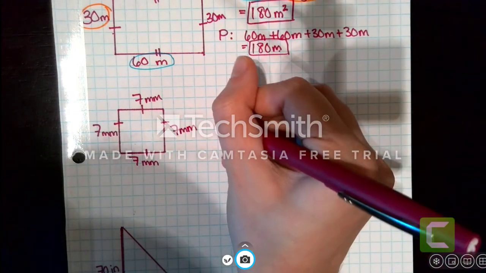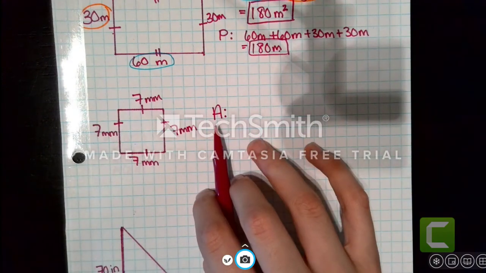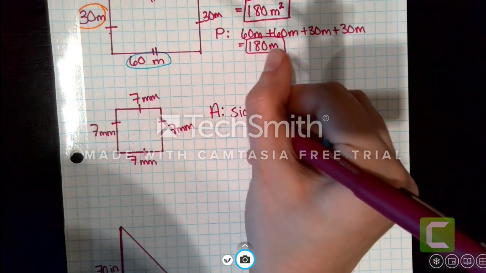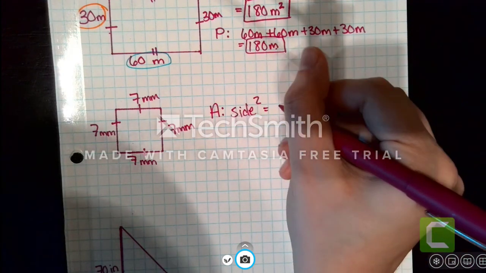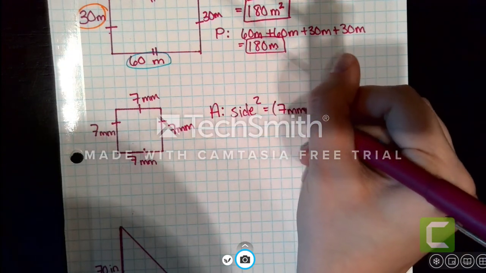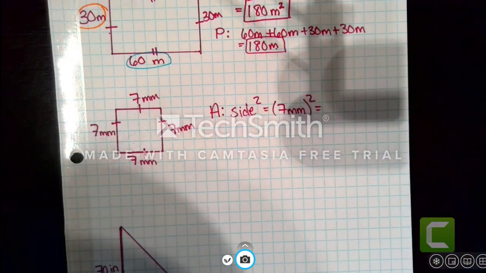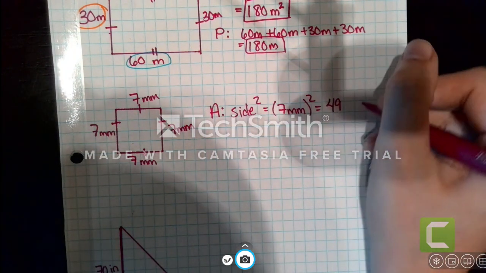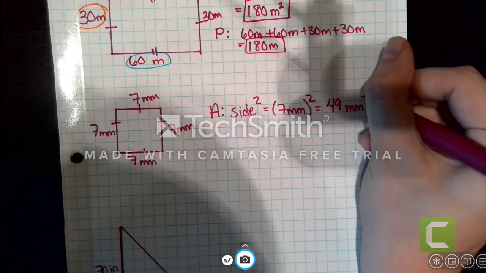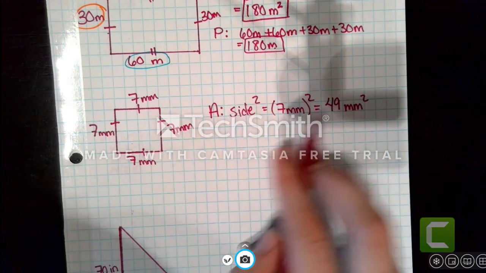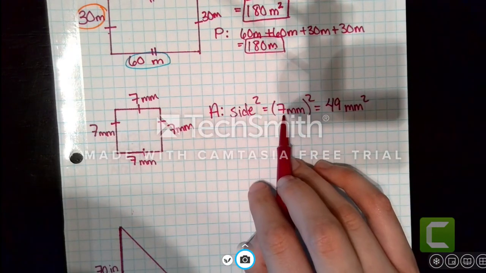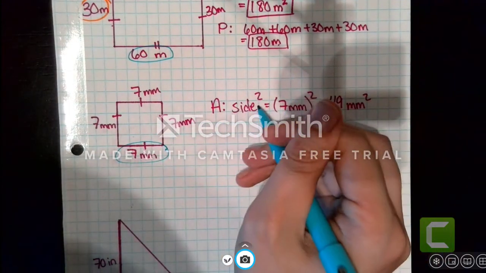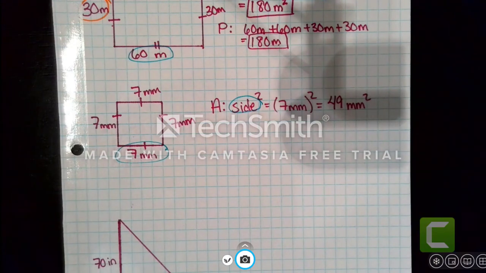So let's start with your area. Remember I mentioned earlier, the formula for a square's area can be written as side squared, which means all you have to write is just 7 millimeters squared, which means your area is just 7 times 7 to get a full answer of 49 millimeters squared. That would be your area. We do side squared, plug in your side measurement, which in this case was that 7, to get the full 49.